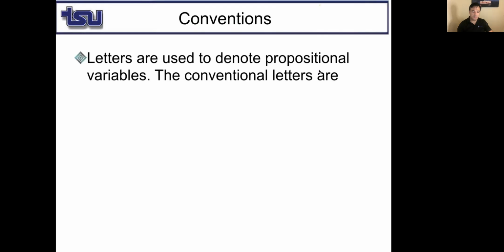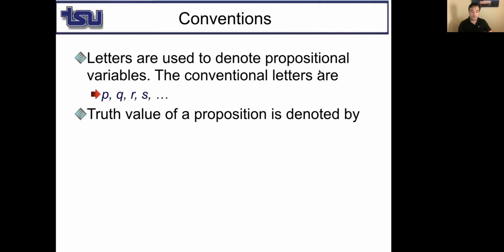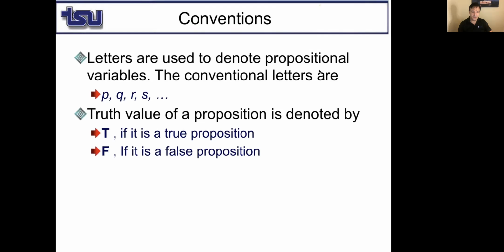So we will use a couple of conventions when we deal with propositional statements. Letters are used to denote propositional variables, and conventional letters are typically lowercase letters like P, Q, R, S, and then the truth value of a proposition is denoted by capital T if it is a true proposition, and capital F if it is a false proposition, okay? So T is for true, F is for false.